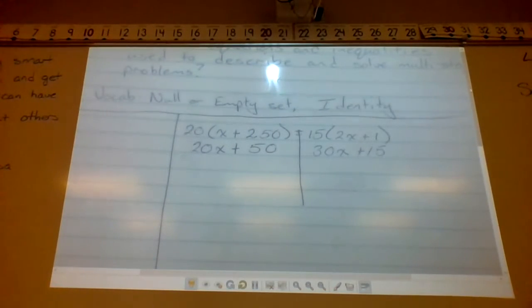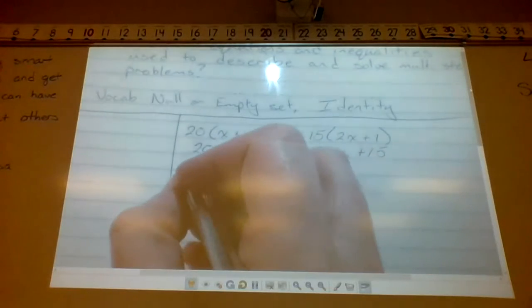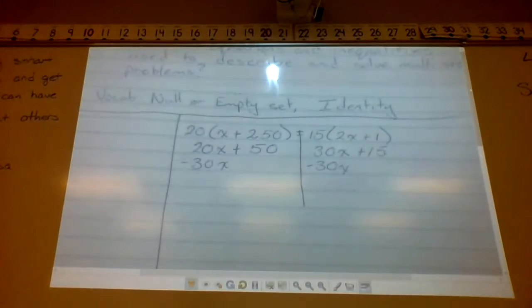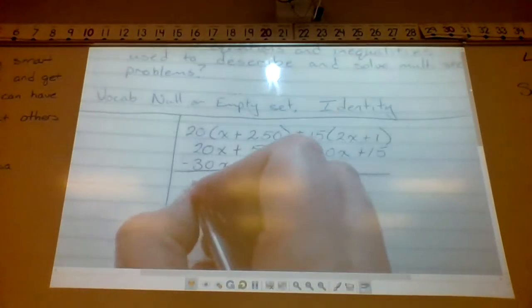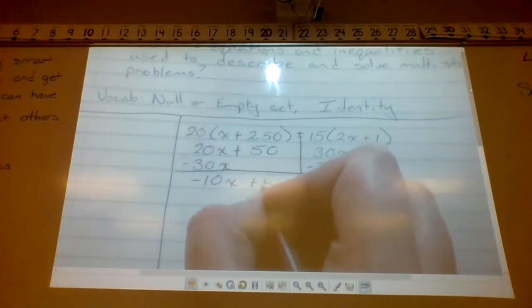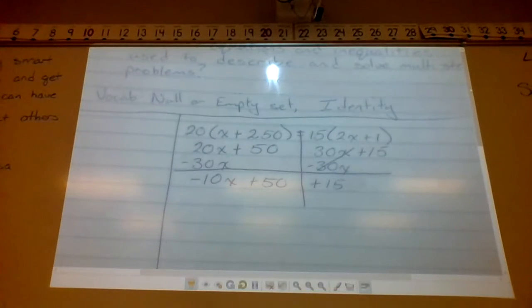Now doesn't this look like a problem that we solved before? Have we already solved how to solve equations with variables on both sides? Where's your variable at? Both sides. What side do you want it on? Left. If you want it on the left, subtract the one off the right. Do it to both sides. What is 20x minus 30x? You don't have to put that plus 15. I wasn't thinking.